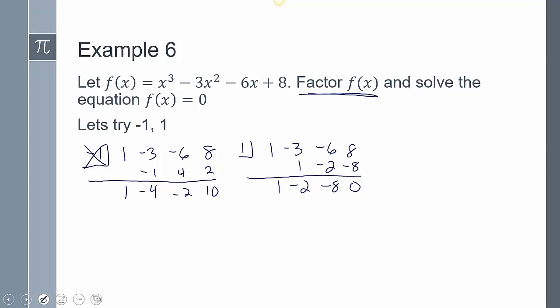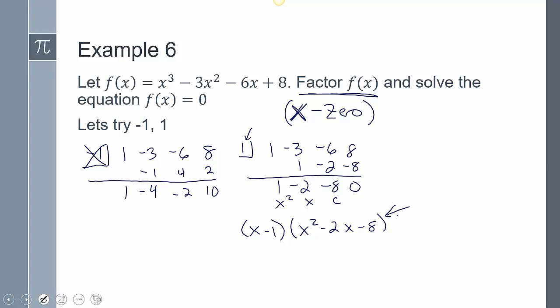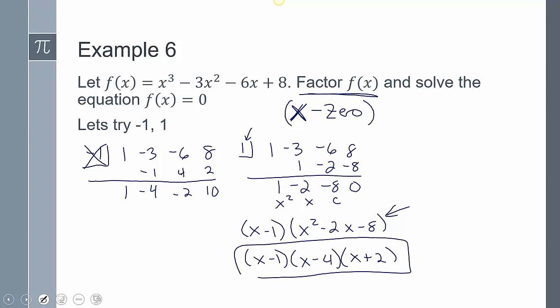So therefore, I know that this is my constant, this is my x, this is my x squared. Since I know that 1 is my 0, it's always going to be x minus your 0, and I can break it down that way. So I'm going to get x minus 1, and then I have my 1x squared minus 2x minus 8. Now that statement there, I can factor further. That's going to factor into x minus 4 and x plus 2. And so here I have fully factored the equation.